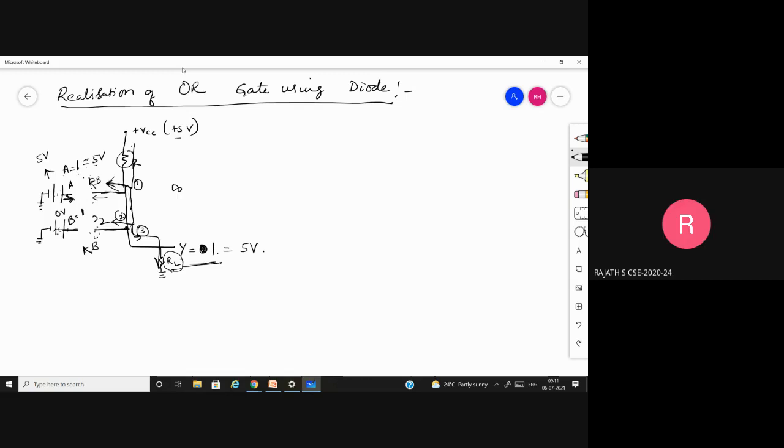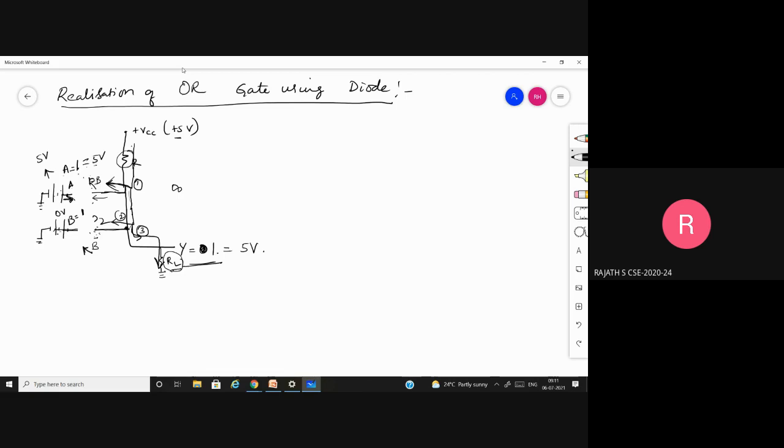Sir, if any one of the inputs is 1, then current flows from this direction. Current flowing from A is greater than current flowing from the load. Then the diode acts as reverse bias, so it offers infinite resistance and acts as an open circuit. Then the optional path is to flow through Y. If both inputs are 1, it flows through Y.